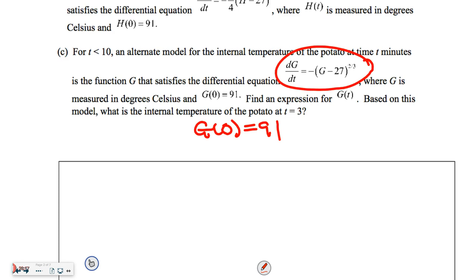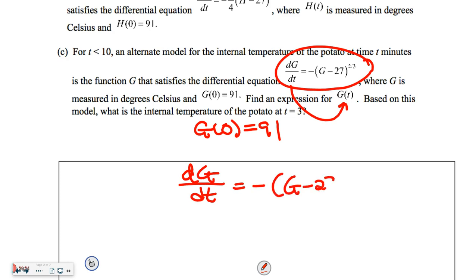When they give you the derivative and they ask you to solve for the top variable, that's what we've been doing for the last 3 days. What's the process called? Separation of variables. Yep. So we're going to say, well, how do I get from dG dt, let's go write it down, back to G. This is separation of variables. It's like dy dx equals negative y minus 27 to the 2/3.